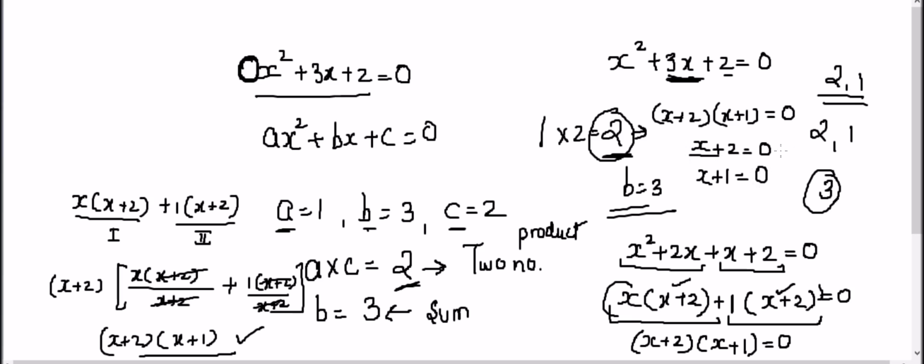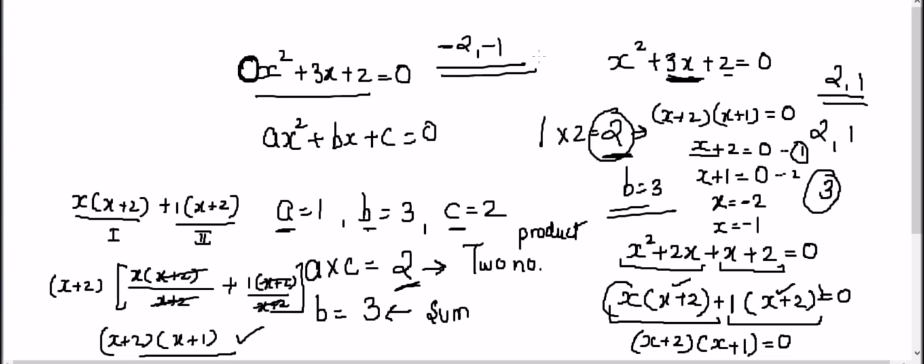From here, from the first equation, I'll get x equals minus 2, and from the second equation, I'll get x equals minus 1. Therefore, minus 2 and minus 1 are our answer. These are the final answer.